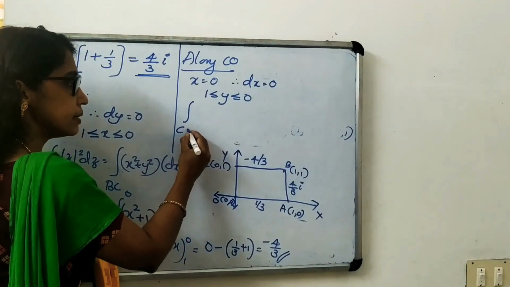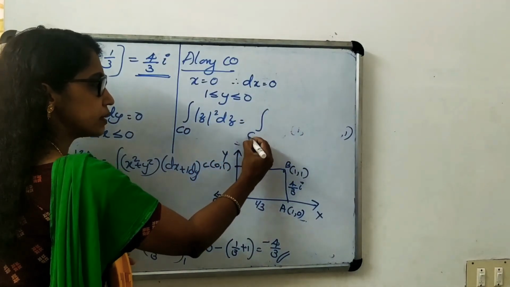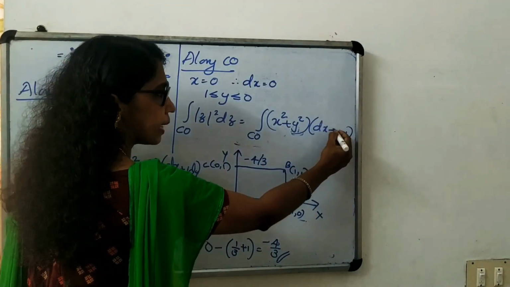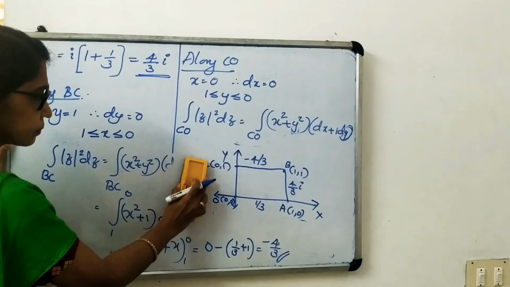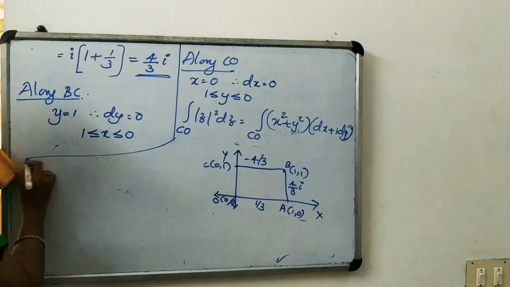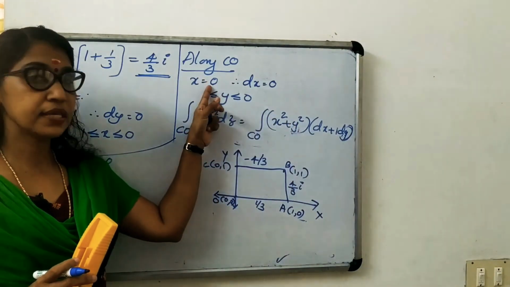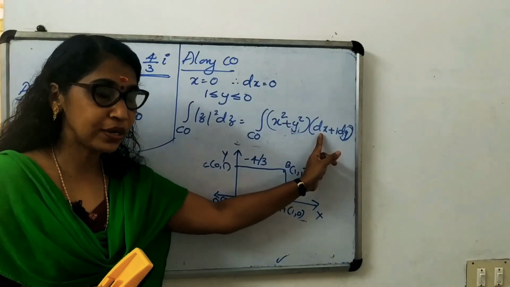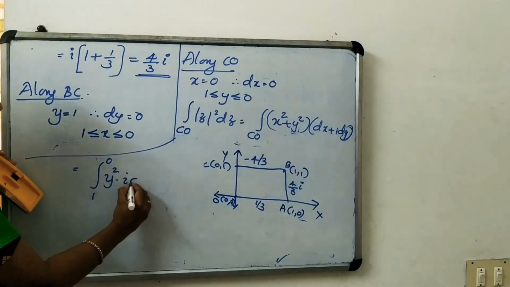Now integral over CO of mod z square dz is equal to integral over CO of x square plus y square into dx plus i dy. So this is equal to integral 1 to 0 of x square plus y square. We have x equal to 0 and dx equal to 0, so this x square becomes 0 and this dx becomes 0. Only we get y square into i dy.